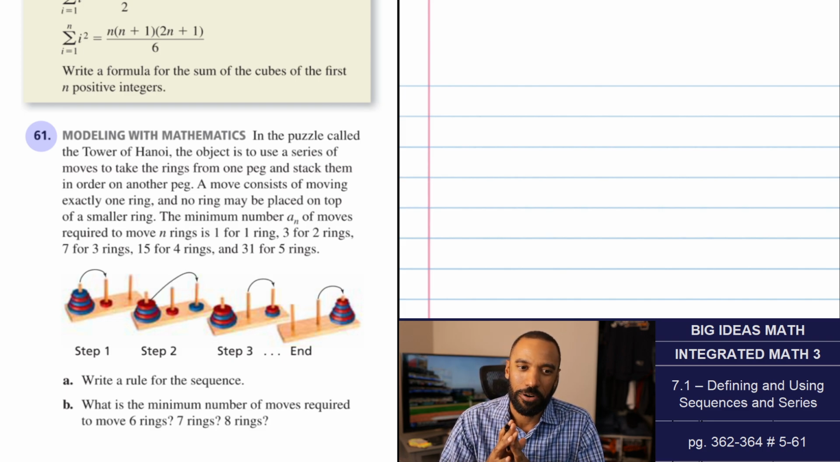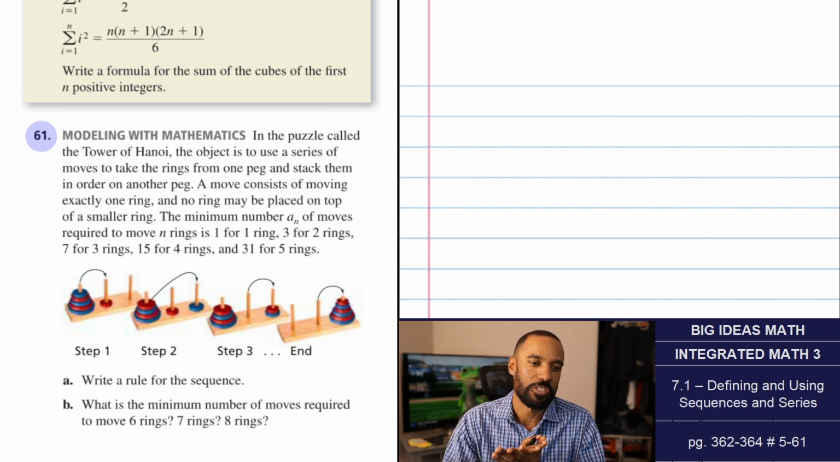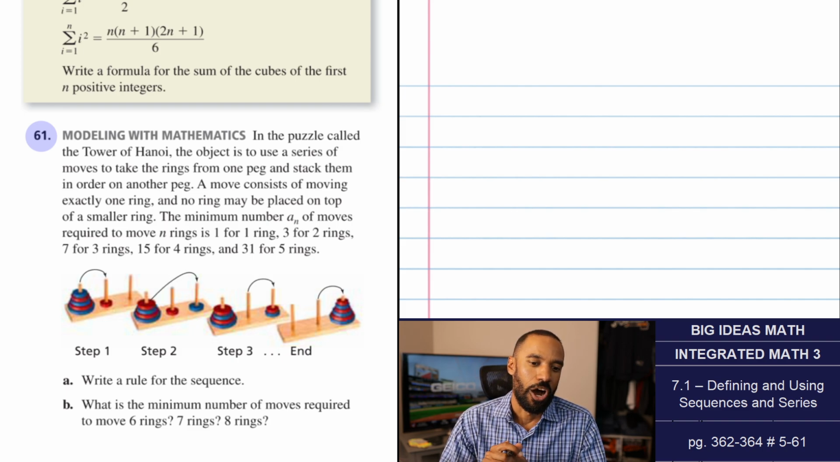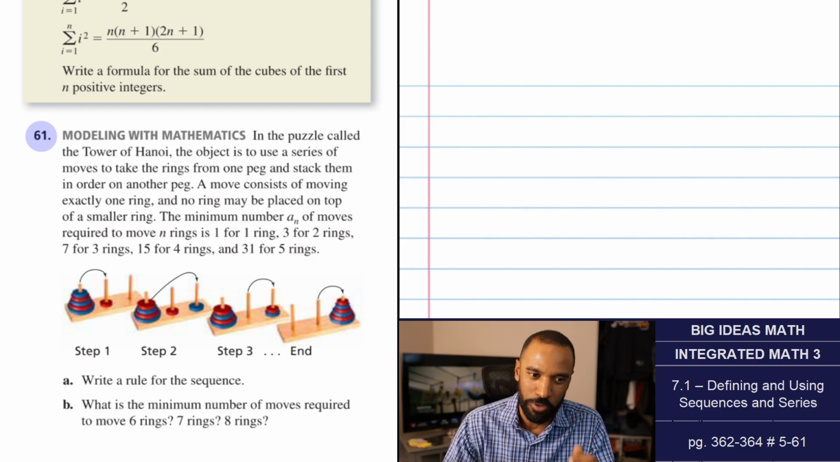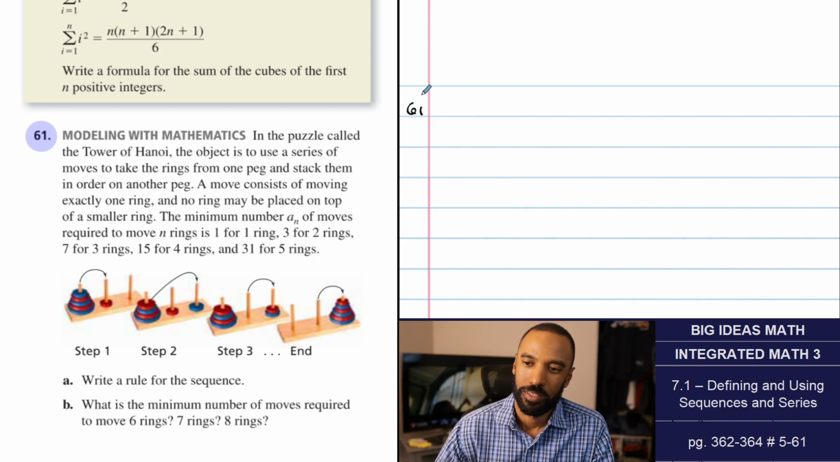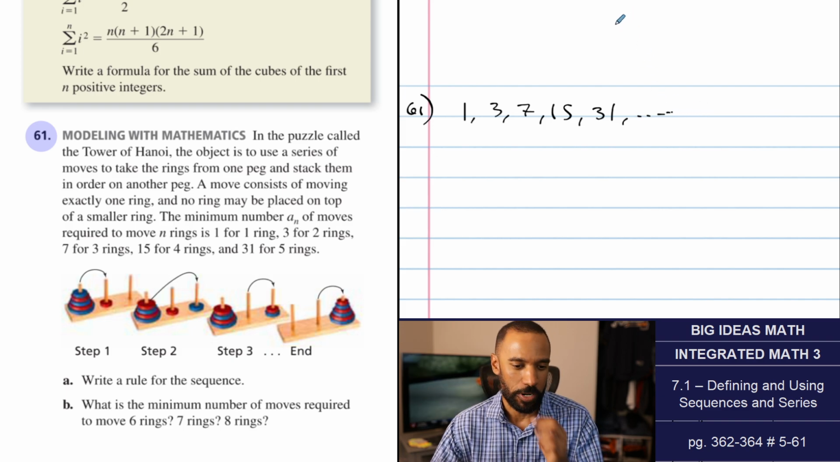Okay. In the puzzle called the Tower of Hanoi, the object is to use a series of moves to take the rings from one peg and stack them in order on another peg. A move consists of moving exactly one ring, and no ring may be placed on top of a smaller ring. The minimum number a sub n of moves required to move n rings is 1 for 1 ring, 3 for 2 rings, 7 for 3 rings, 15 for 4 rings, and 31 for 5 rings. Write a rule for the sequence. What is the minimum number?